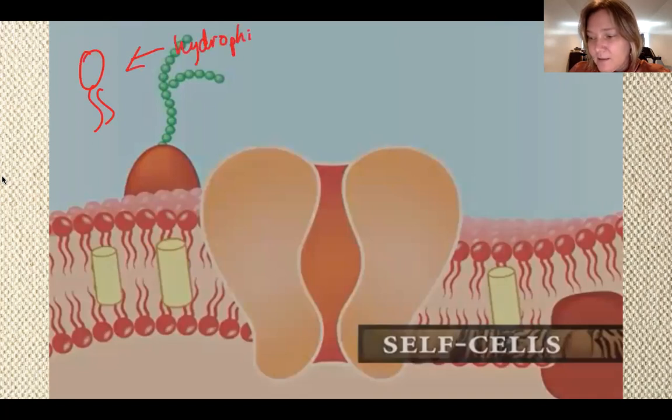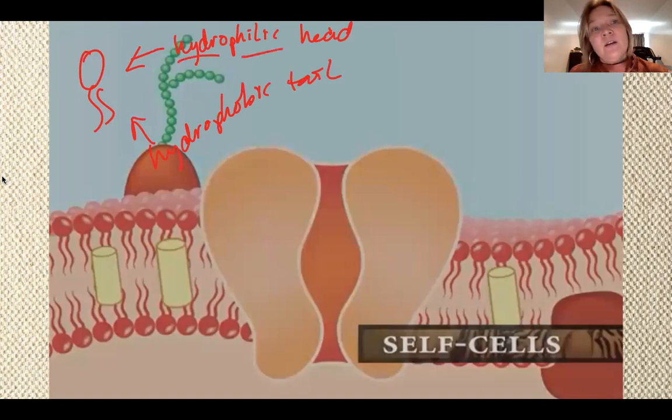hydrophilic head and a hydrophobic tail. Now, what hydrophilic means is that hydro, water, philic, loving. So the head likes water, and hydrophobic is water fearing. So the tails, all of these tails on the inside, they do not like water.